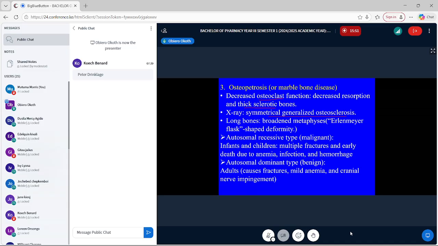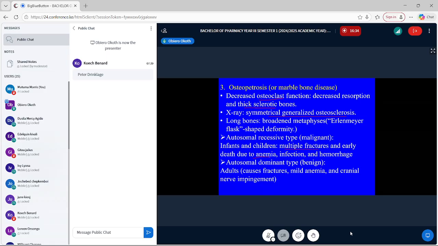The long bones show what's called broadened metaphysis. I'm going to show you a picture. In the autosomal recessive type, you have infants, and because the bones are thick, they cannot bend. There's no tensile strength. They're thick but weak. It's like you're dealing with those earthen pots. Very thick, very hard, but very easy to break. So these children will have multiple fractures.